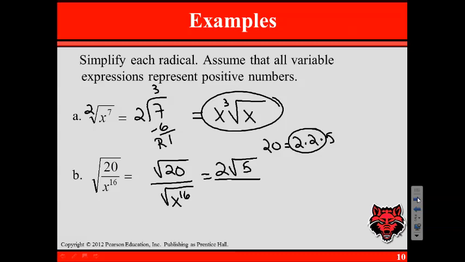In the denominator, we take 16 and divide it by the index, which is 2. 16 divided by 2 is 8 with no remainder. So we bring out 8 factors of x, or x to the 8.